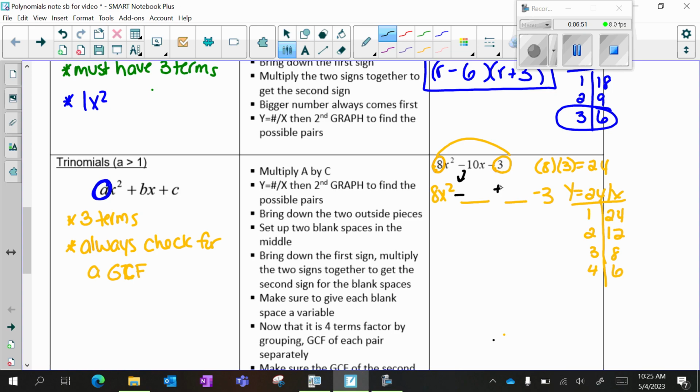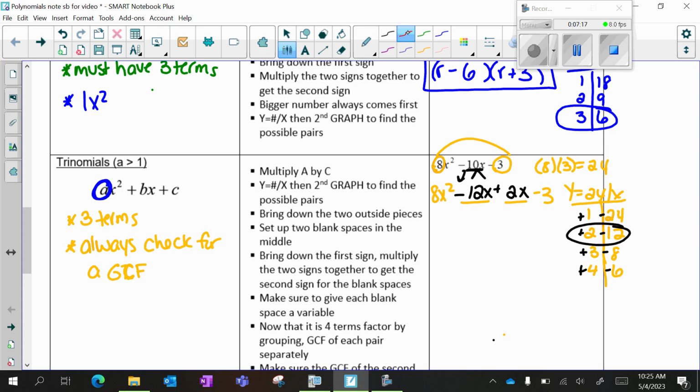So I need 2 pieces that combine to give me 10. But remember, the bigger number is going to be a negative, and the smaller number is going to be a positive. So it's going to be negative 12 and positive 2. I'm splitting up a 10x, so it's going to be 12x and 2x. And then I'm going to factor by grouping, which is actually our next method, which I'll do in a second.